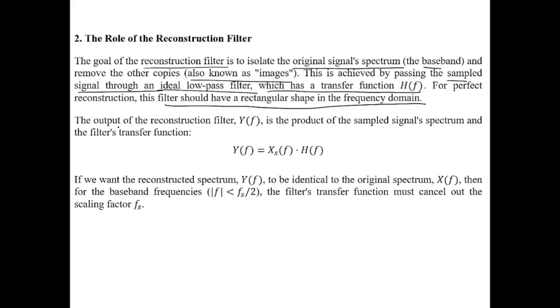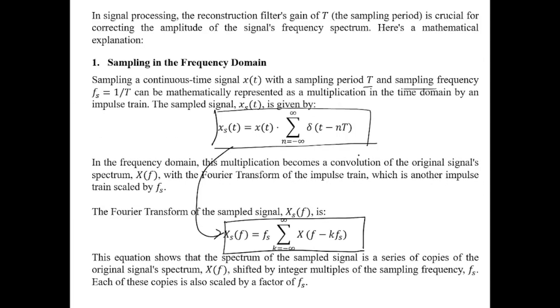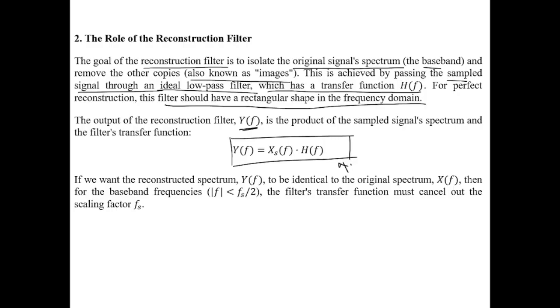Okay, so the output of the reconstruction filter is given by Y(f). So Y(f), what is it? It is equal to X_s(f) multiplied by H(f). Why? Because the output is given by convolution in the time domain. So in the frequency domain it is the multiplication of the previous one, X_s(f), the sampled signal's Fourier transform, and H(f).